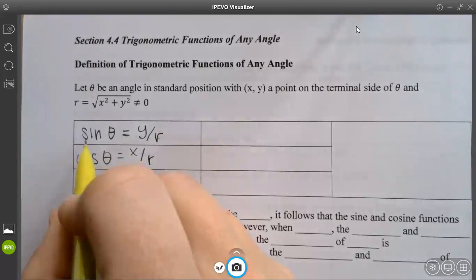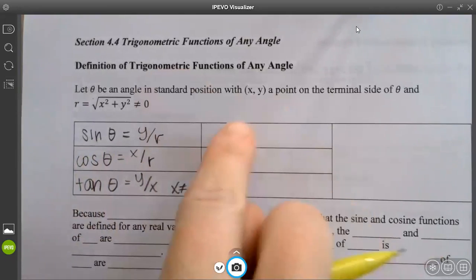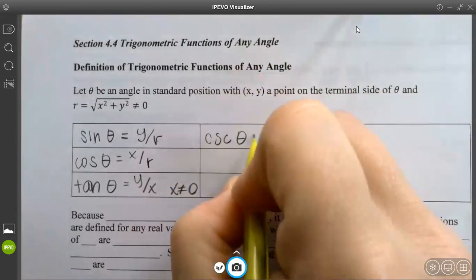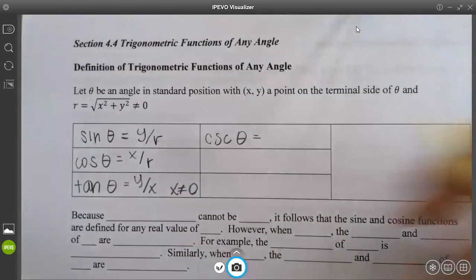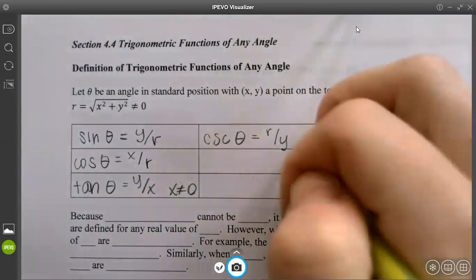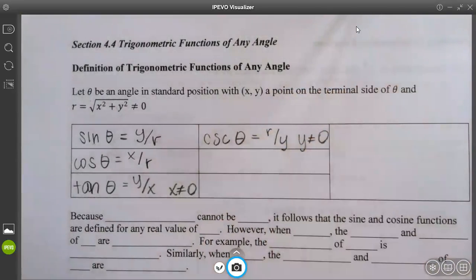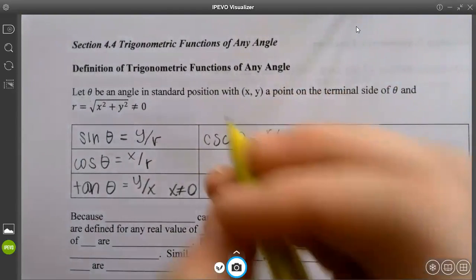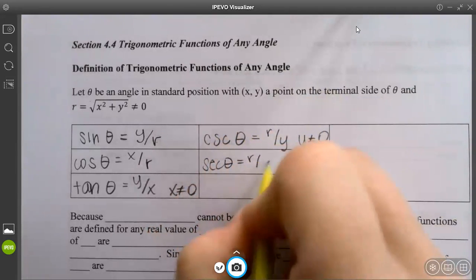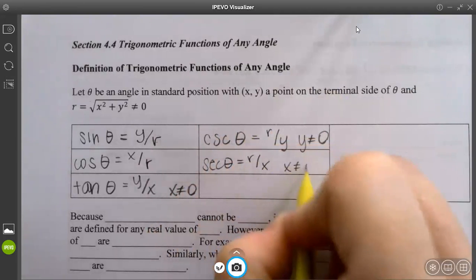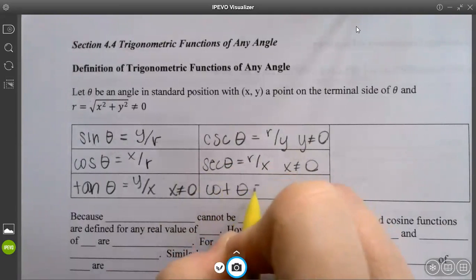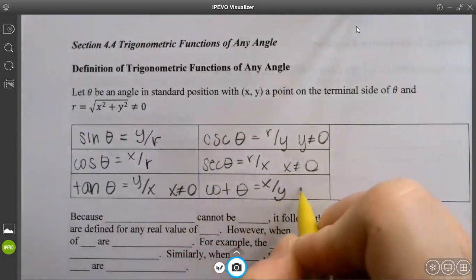Good. What goes with sine? What's your reciprocal function? So cosecant theta is, and what would I do to that? R over y. And what can y not be? Very good. What goes with cosine? What would that ratio be? Perfect. And then what goes with tan? Cotan would be x over y.